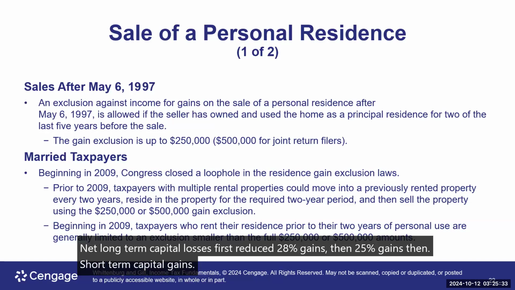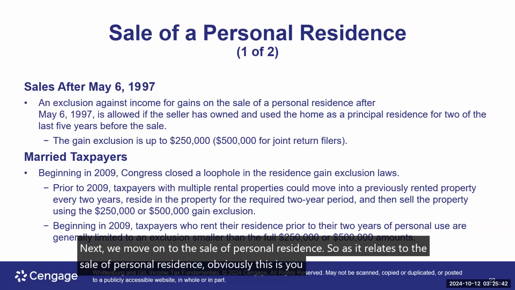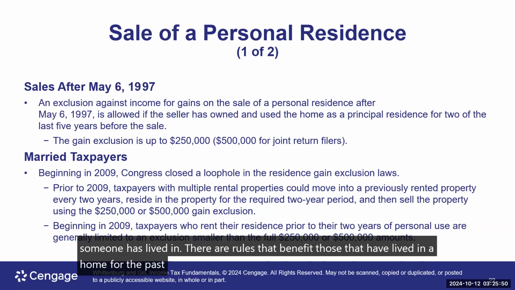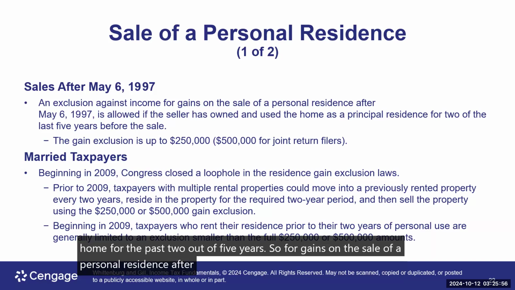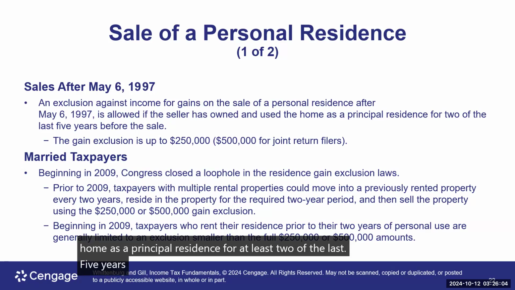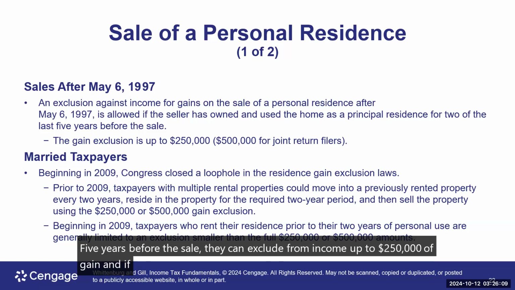Next, we move on to the sale of a personal residence. As it relates to the sale of a personal residence, obviously this is the home that someone has lived in. There are rules that benefit those that have lived in a home for the past 2 out of 5 years. For gains on the sale of a personal residence after May 6, 1997, a seller who has owned and used a home as a principal residence for at least 2 of the last 5 years before the sale can exclude from income up to $250,000 of gain. And if it's a married filing joint couple, up to $500,000.